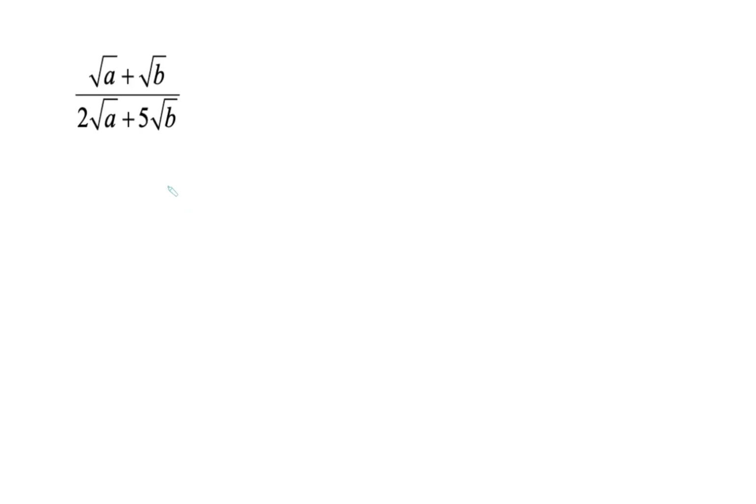Okay, this one, I wasn't going to do this, but I'm going to. It looks very nasty, but it is doable. So we have radical A plus radical B over 2 radical A plus 5 radical B. Again, you're going to multiply by the conjugate. So we keep our first term as 2 radical A. We change our addition to subtraction, and we keep our 5 radical B. That is our conjugate, which is going to also multiply our numerator.